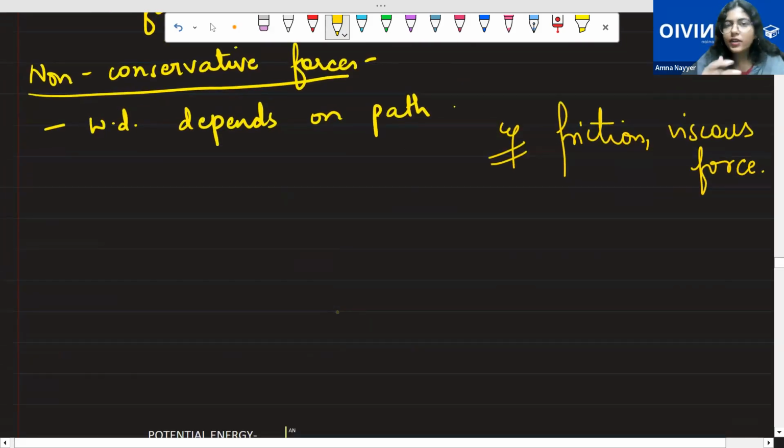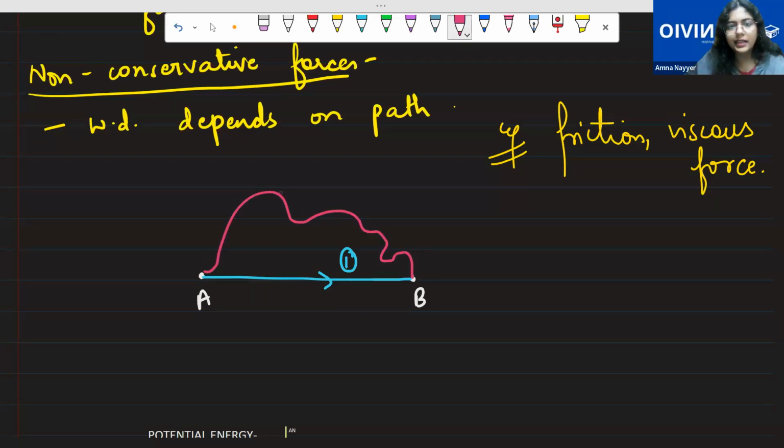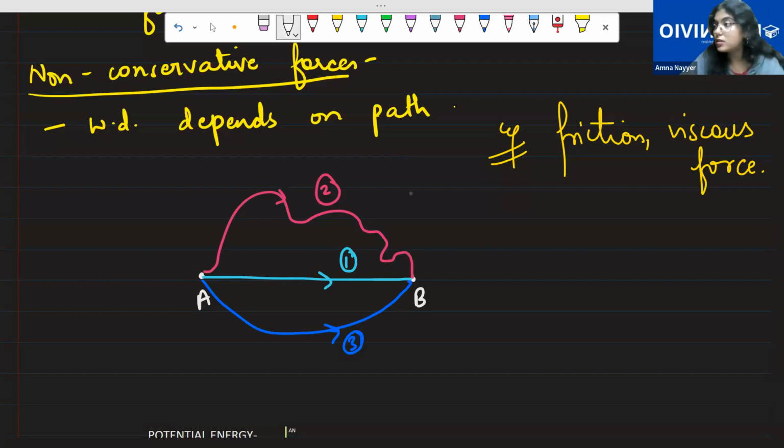While what are non-conservative forces then? Let's say here I'm taking again, this is point A and this is point B. Now we move from A to B like this. This is our first path traveled. Let's say second path traveled is like this. This is the second path traveled. Okay, and the third path traveled is like this. Now, the non-conservative forces are those forces which will depend on this.